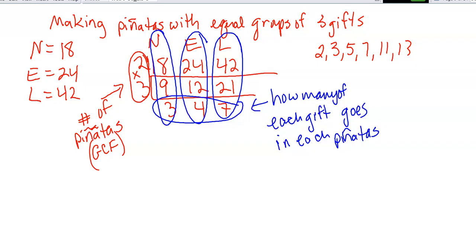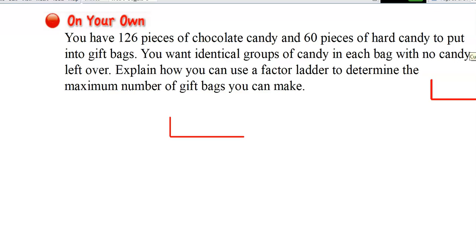Okay, now I'm going to go to an Oyo. This one only has 2 numbers, and I'm going to ask you to find the greatest common factor, but this time you're dealing with 126 pieces of chocolate candy, 60 pieces of hard candy, and you're putting them into equal gift bags with no candy left over. So I'm asking you to figure out how many gift bags you can make.